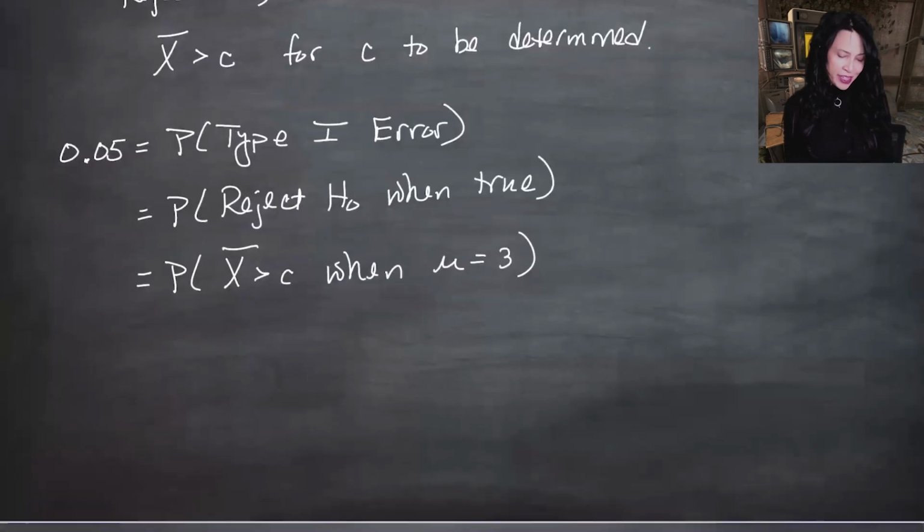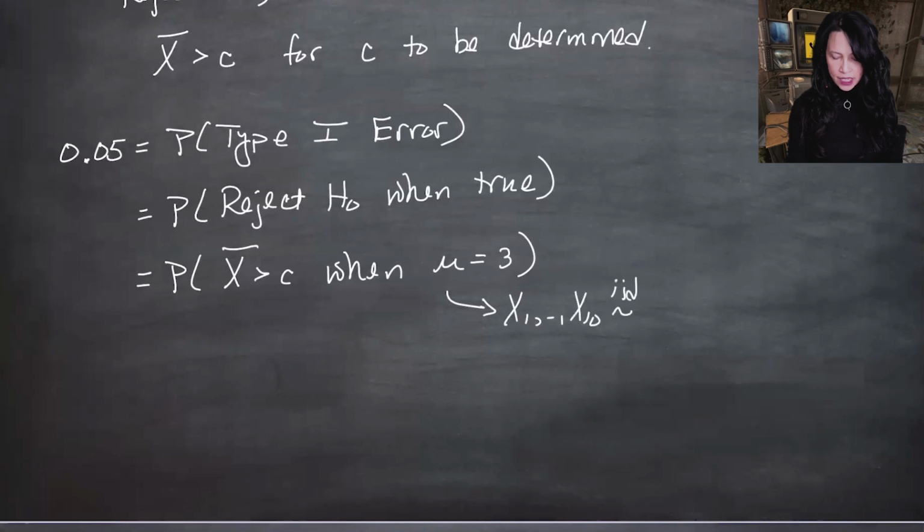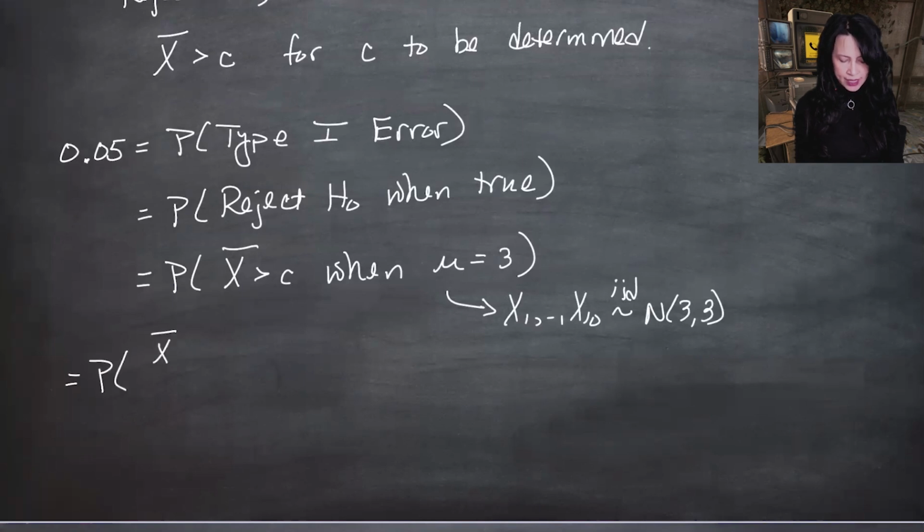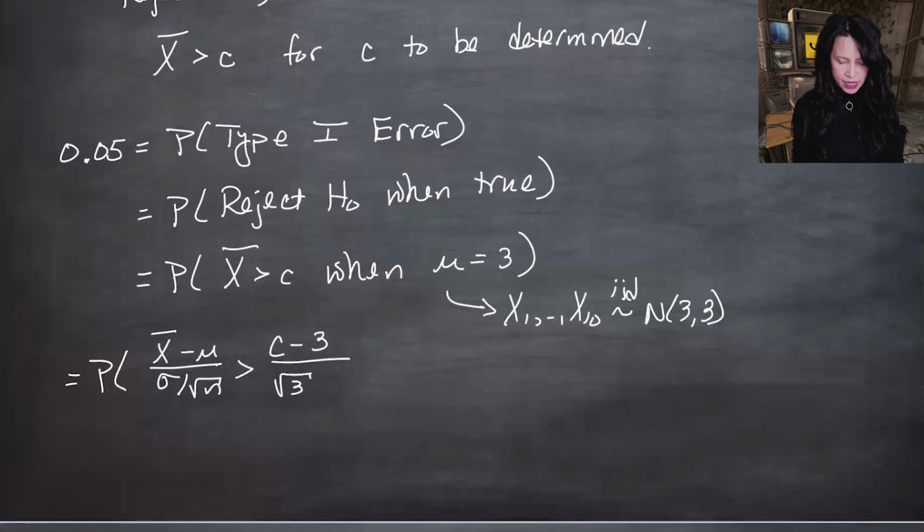How do you compute a probability involving a normal? When mu is 3, we know that x1 through x10 are IID, normal 3, 3. So we know how to standardize X bar. We're going to subtract its mean, which is the same as the original mean for the original data, and we're going to divide by its standard deviation, which is sigma over the square root of n. And then on the right side, I'm going to do this numerically. So C minus 3 over the square root of 3 over the square root of 10 when mu is 3.